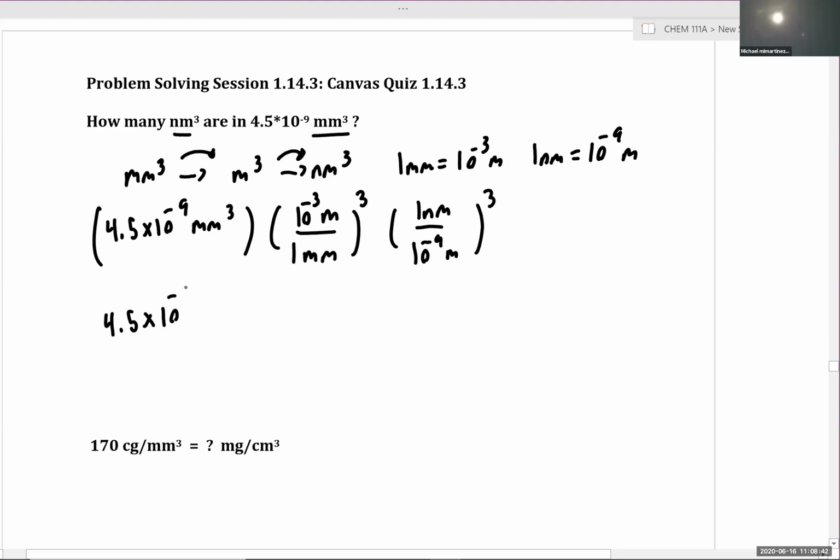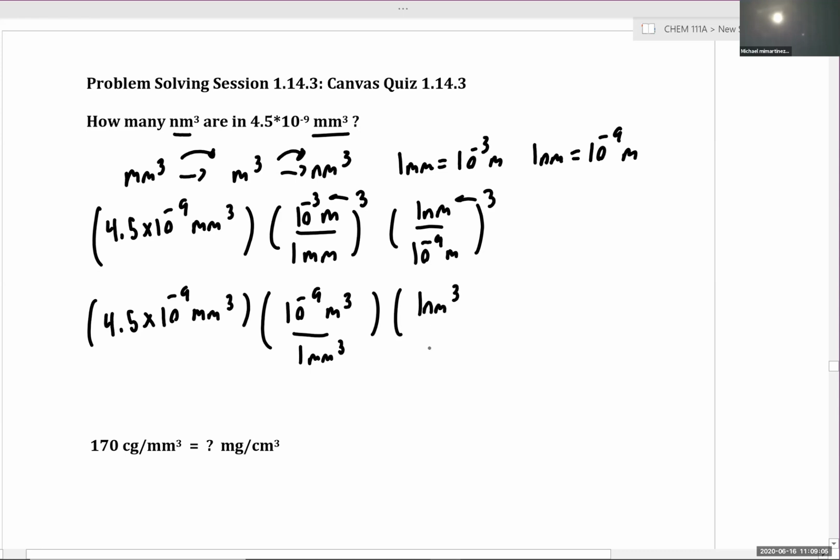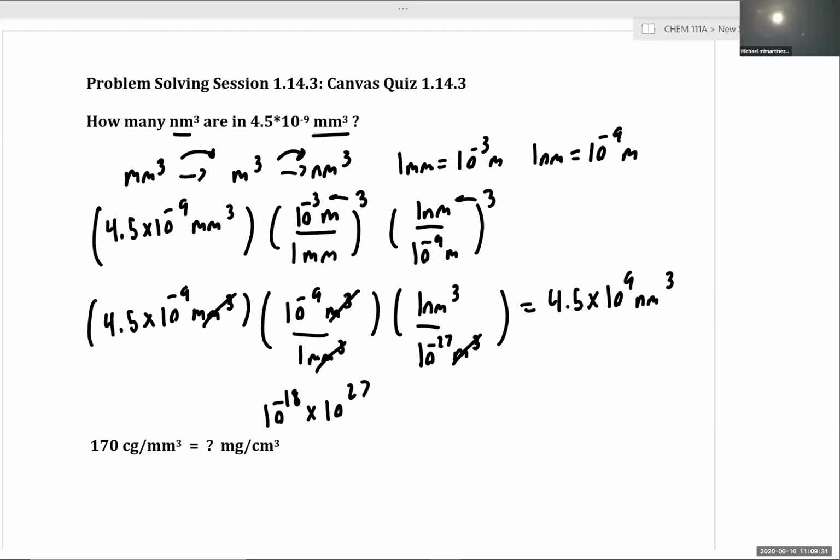So we have 4.5 times 10 to the negative 9th millimeter cubed times, and let's distribute this cubic factor. So we have 10 to the negative 9th meter cubed per 1 millimeter cubed. We have 1 nanometer cubed over 10 to the negative 27th meter cubed. Millimeter cubed cancels, meter cubed cancels. And overall, we have 10 to the negative 18th times 10 to the 27th. And that in turn gives us 4.5 times 10 to the 9th nanometers cubed. Does that make sense to everyone?